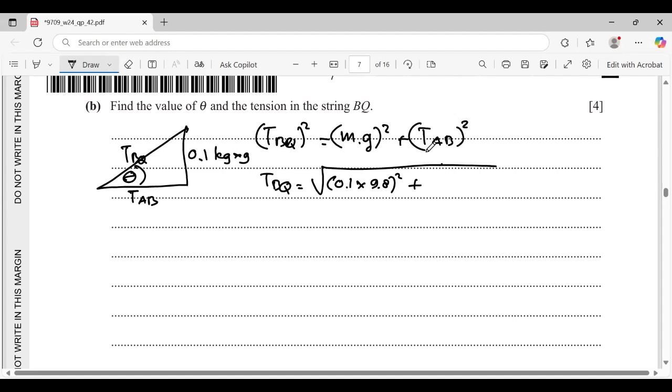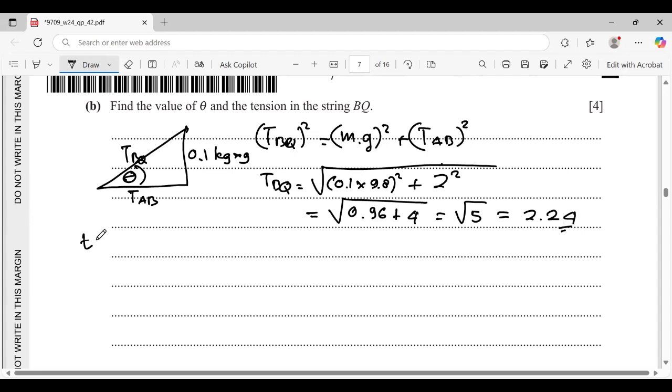Then this one is 2 square based on the previous information. So it becomes 0.96 plus 4. This is square root 5, because 4.96 round off becomes 5. So it is 2.24.